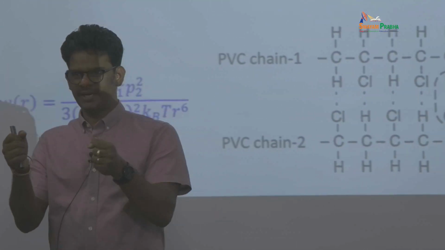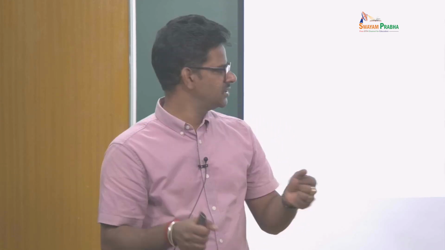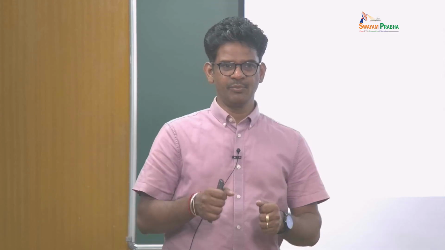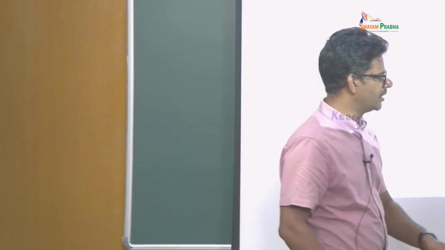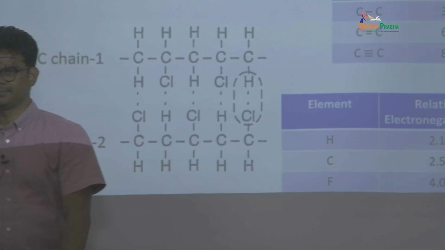I have two atoms trying to interact. Between C and H, the electronegativity difference is only 0.4, whereas between C and F, the difference is about 1.5. Therefore, you will see that the dipole moment interaction is going to be far stronger for a polymer with a CF bond compared to a CH bond.